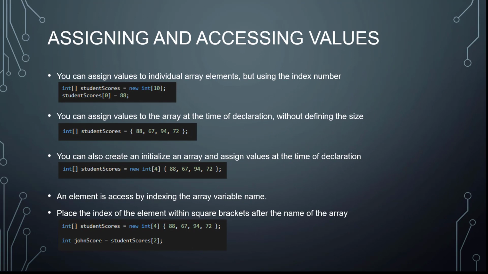So now, each individual element, think of it as its own integer variable. You just don't have a different variable name. You have one variable name called student scores, but instead of having to keep up with 10 different variable names of type integer, we only have one variable name, and we can reference each integer by an index. And so in this case, we're going to assign the value of 88 to the first element of the array.